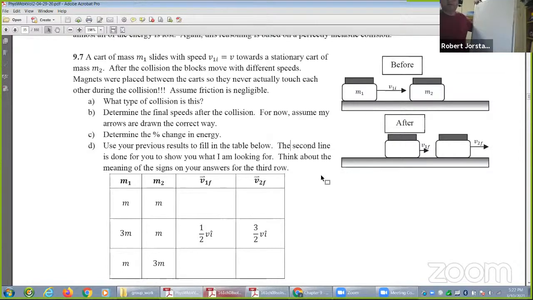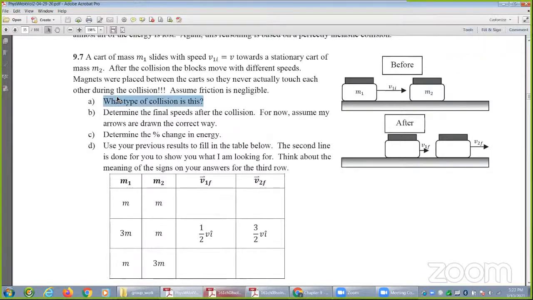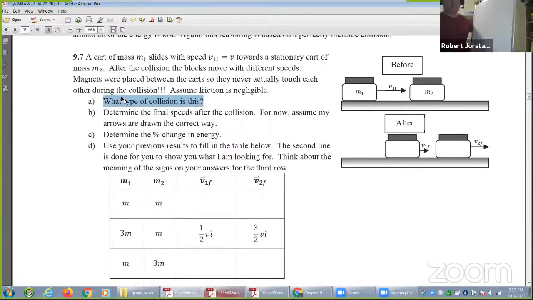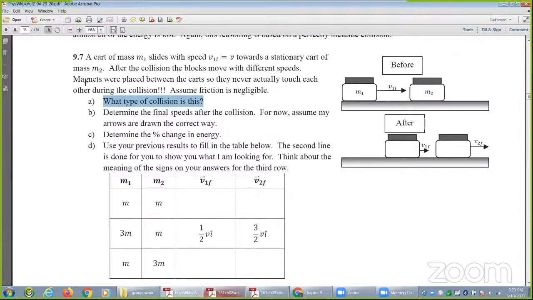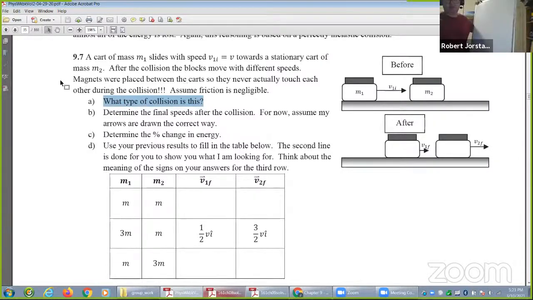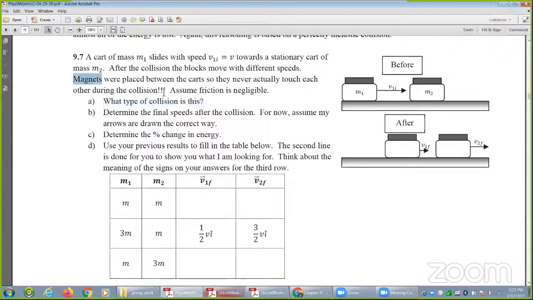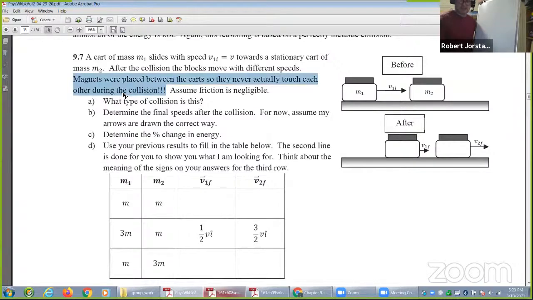All right. What type of collision is this? Elastic. How can you tell? Well, what do you think? There's not a spring in this problem. I mean, they never actually touched during the collision. Yes. So the magnets are acting like a spring, which is elastic. So this is elastic. They're going to bounce off each other without losing any energy. Very good. So this is an elastic one.